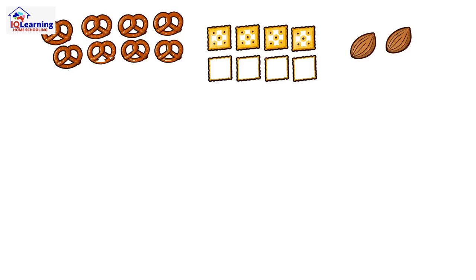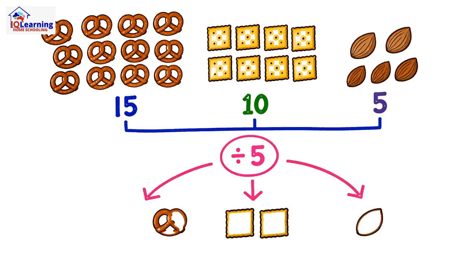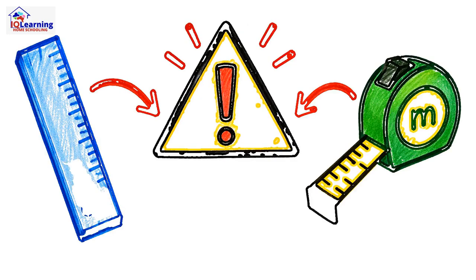This rule even works for bigger ratios. A snack mix with 15 pretzels, 10 crackers, and 5 nuts simplifies to 3-to-2-to-1 because you can divide everything by 5. But here's the secret trap you have to watch out for.